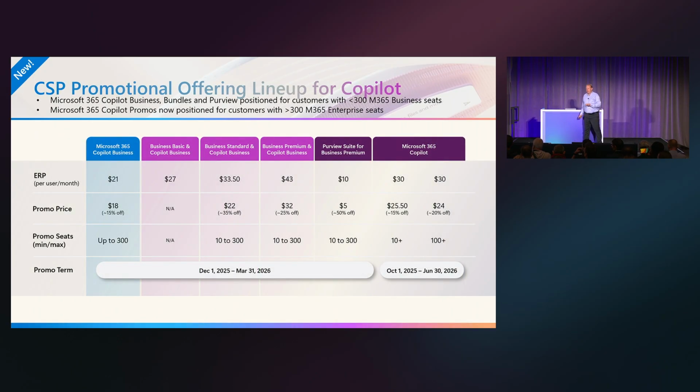And as a limited time offer, we'll also have promotions available from December the 1st through to March the 31st on these new offerings, except the Business Basic and Copilot Business Bundle. So the $21 standalone Copilot Business will be $18 with the promo. Business Standard and Business Copilot Bundle will be $22. Business Premium and Business Copilot Bundle will be $32.